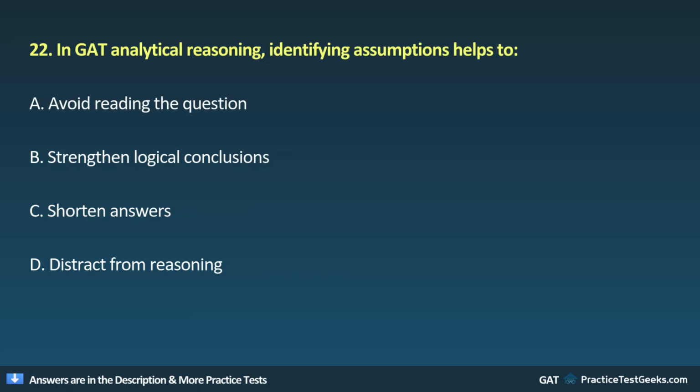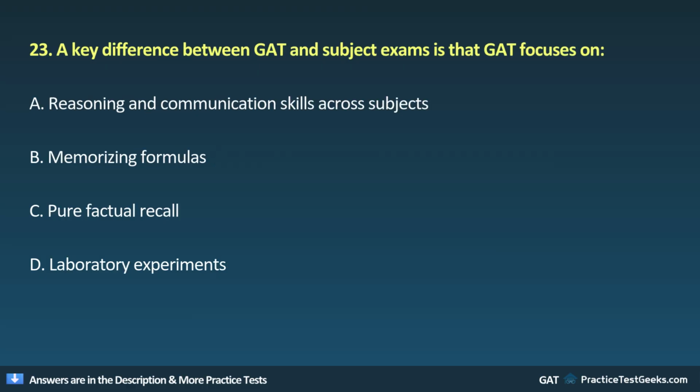22. In GAT analytical reasoning, identifying assumptions helps to A, avoid reading the question. B, strengthen logical conclusions. C, shorten answers. D, distract from reasoning. 23.